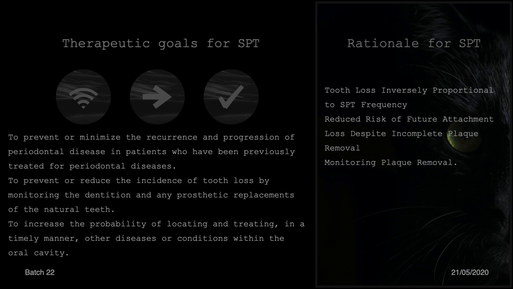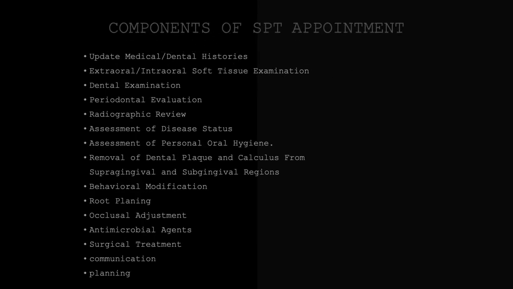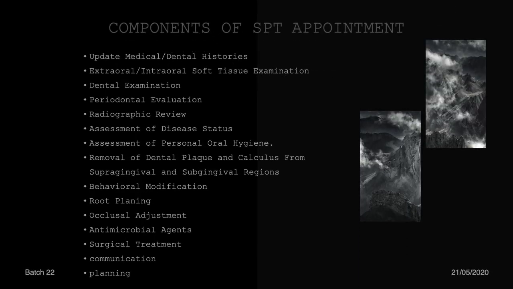So what are all the components of supportive periodontal therapy? During supportive periodontal therapy, there are 3 components: the examination part, the treatment part, and patient appointment rescheduling. The examination part should include an update of the medical and dental histories, examination of extraoral and intraoral soft tissue, examination of the dentition, and periodontal evaluation. It is basically an update of whatever we have done in phase 1.